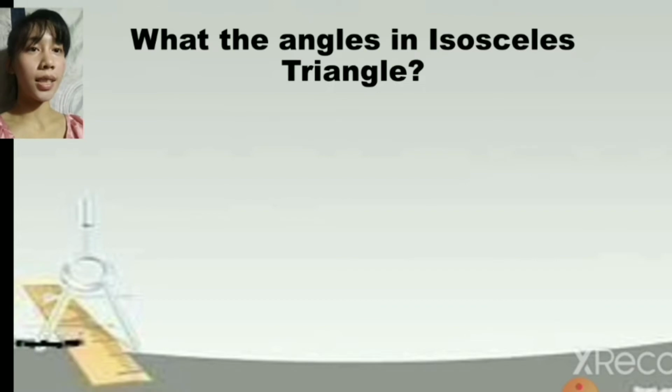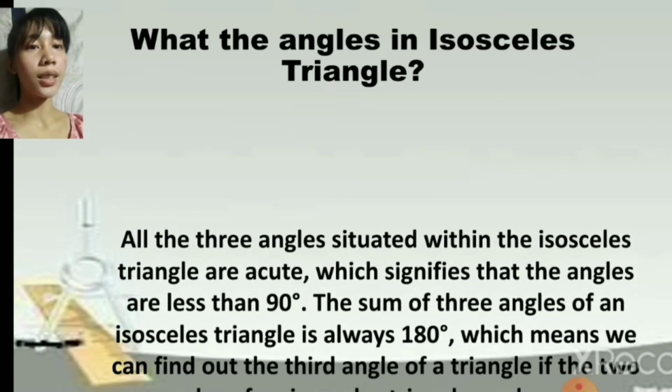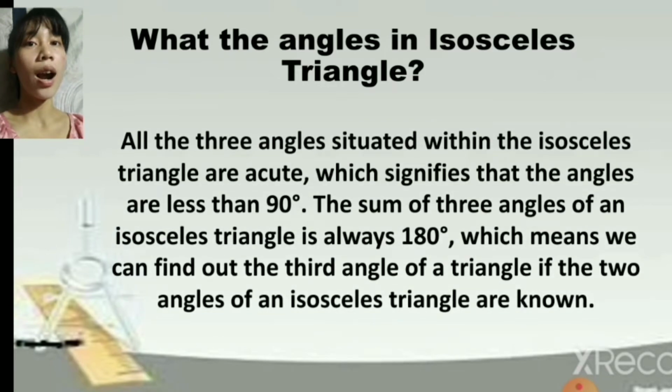Alright. So first, what are the angles in an isosceles triangle? All the three angles situated within the isosceles triangle are acute, which signifies that the angles are less than 90 degrees. The sum of the three angles of an isosceles triangle is always 180 degrees. Always remember that, which means we can find out the third angle of a triangle if the two angles of an isosceles triangle are known.